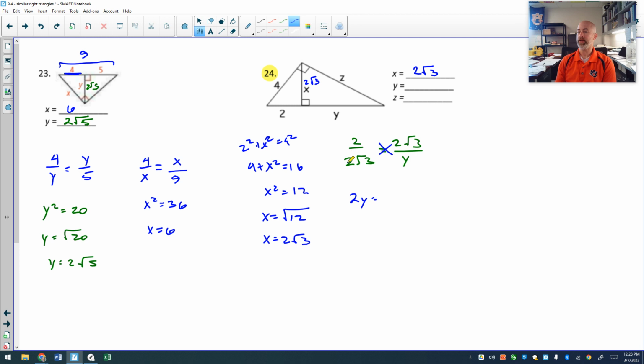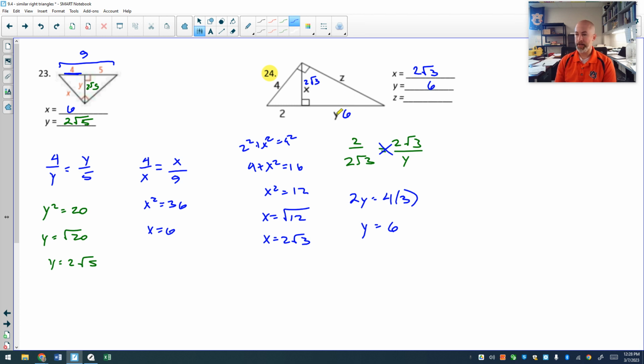And if you remember, when you multiply that, you can multiply the numbers outside: 2 times 2 is 4. Root 3 times root 3 is 3. That's 12 divided by 2. 12 divided by 2 is 6. And now I know that y is 6.